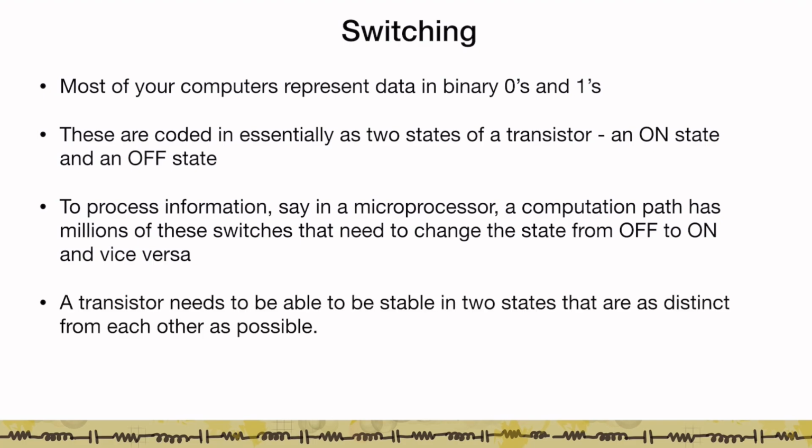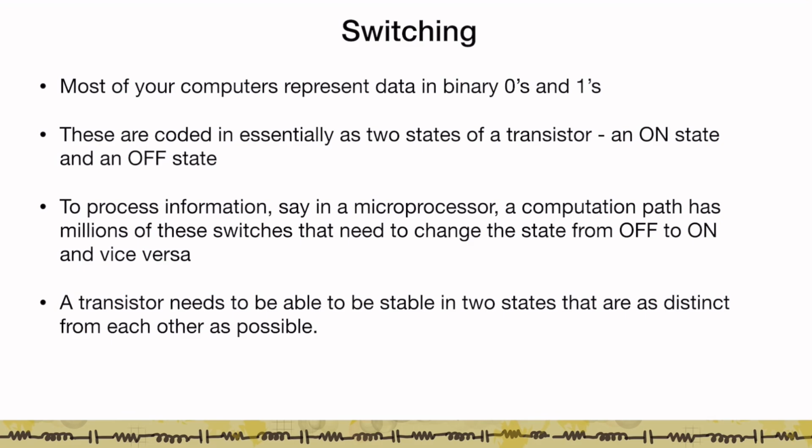The other thing, as I mentioned, is that this transistor has to be stable in two states, right? The other important thing is these two states have to be as distinct as possible from each other. For example, suppose I code the two states as 0 volts and half a volt, as opposed to 0 volts and 3 volts, right? I would prefer the 0 volts and 3 volts.